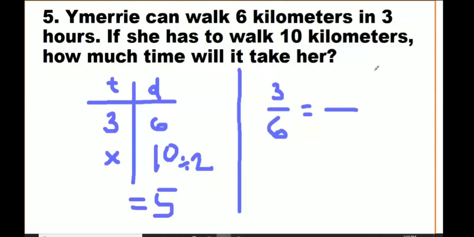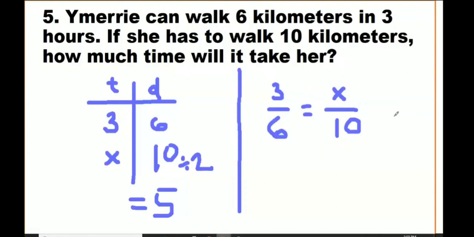Now, since I put the 3 hours on top, I will put the unknown, which is the time, on top also. All right, 10 kilometers at the bottom. Again, you have to check if you are consistent. 3 refers to the time, number of hours. X, that's the unknown, how much time. So we're good. And this one, 6 kilometers, 10 kilometers. So we are consistent, we're good to go.